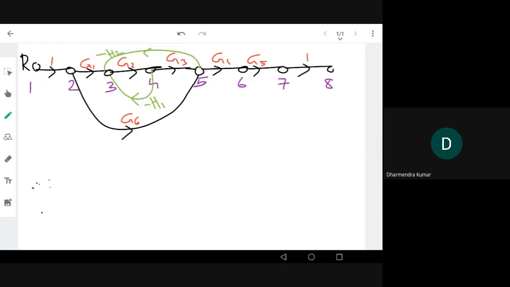Okay, now there is one more gain from 7 to 6, feedback minus H3. So this is the question. Now let's see how we start to solve this question. So we see how many nodes are there? 8 nodes are there, and for the output you can call it C or any variable. I'm putting C. R is the input, C is the output.